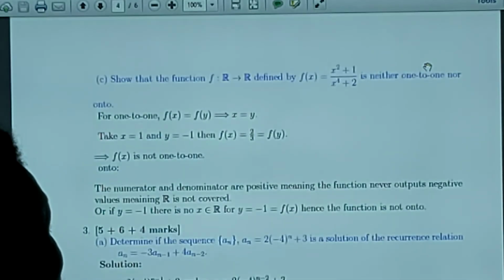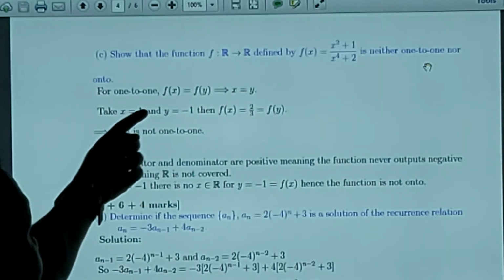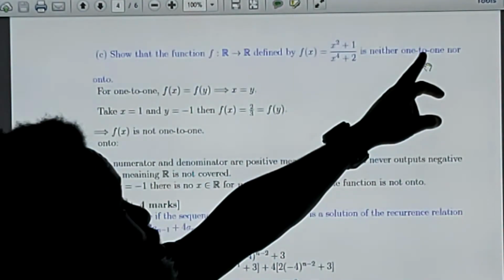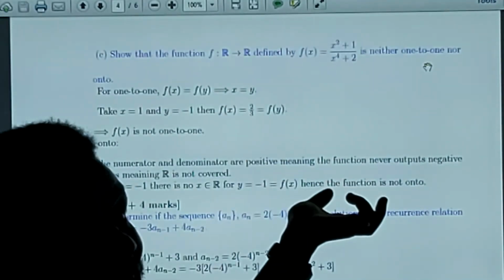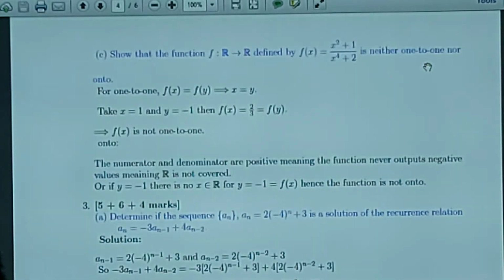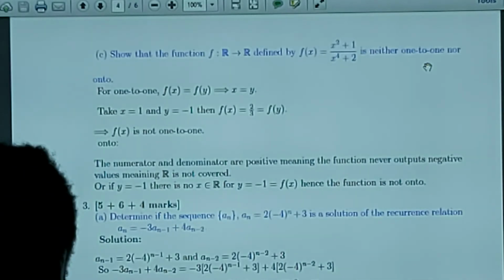Then number C, I would say only this part many of you had a problem with. This is saying neither one-to-one nor onto. For one-to-one, everyone did. Now onto, you must say, you don't assume. Just tell me there are some values of Y that are not defined, there's no X that exists for that. What values? You must show me.